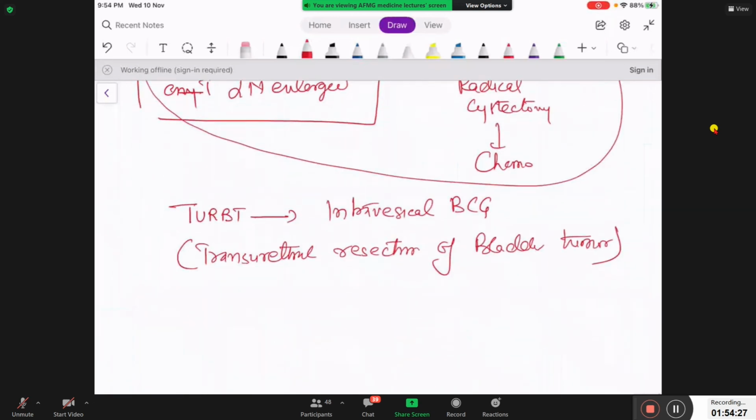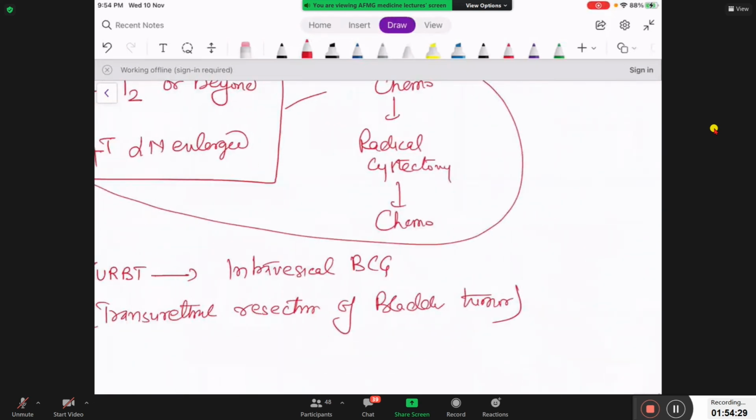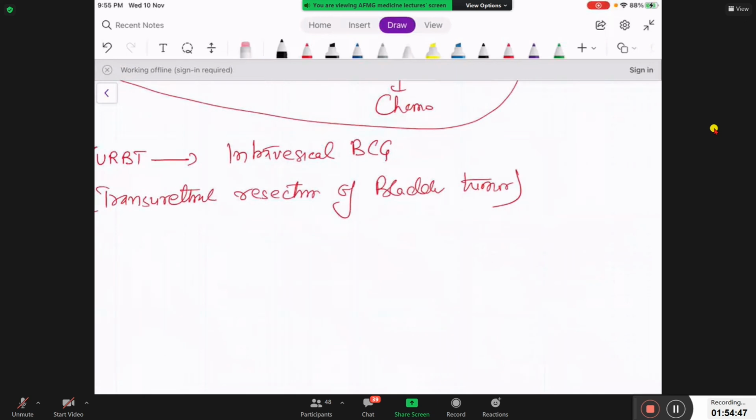Now radical cystectomy means removal of the urinary bladder with lymph nodes. You can understand with the name. So when you remove the urinary bladder, how will the urine be drained? So we need a urinary diversion.